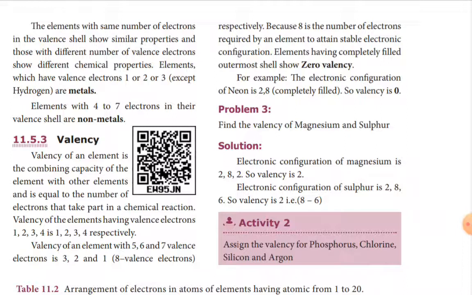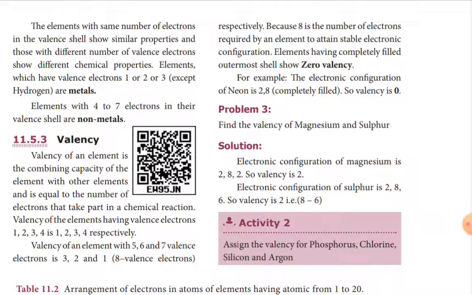Normally the atoms that have 1, 2, 3 electrons in the outermost shell are ready to donate the electron. They are electropositive in nature. Normally metals.